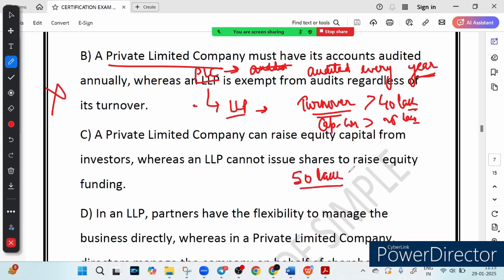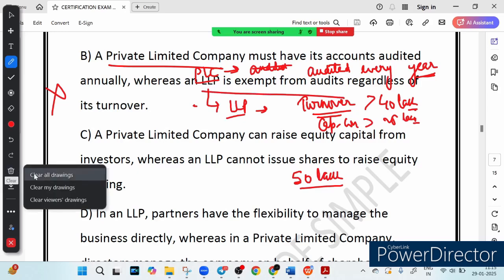So the statement claiming LLPs are fully exempted is incorrect. You can see what it is claiming: that an LLP is fully exempted from audit. No. How is it possible? They are not fully exempted.